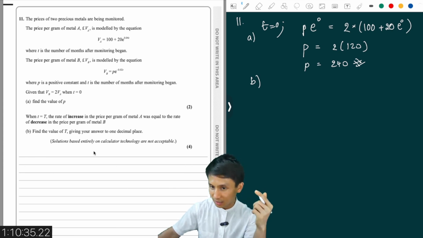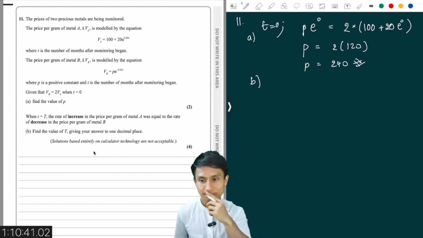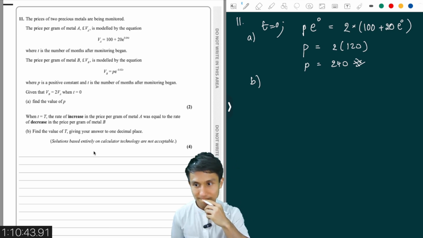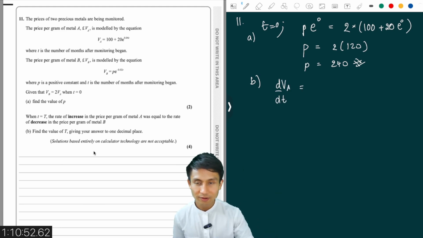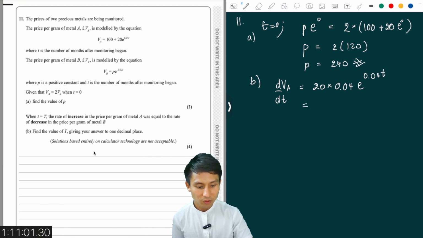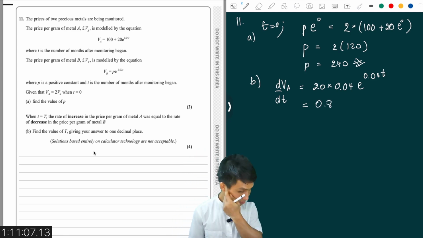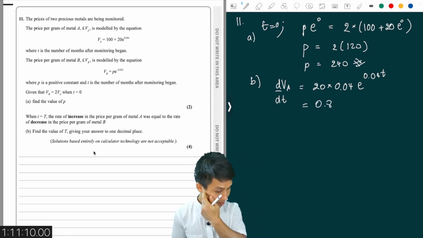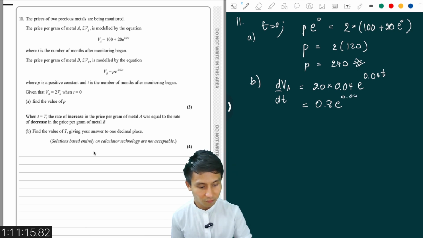Well, we talk about the rates here, so we should differentiate VA and VB. Okay, so I'm just going to do dVA by dt. The 100 goes away. So we have 20 times 0.04 times e to the power of 0.04t, which is, what's that? 4 over 5, that's 0.8, right? 4 over 100, yeah. 0.8 e to the 0.04t.